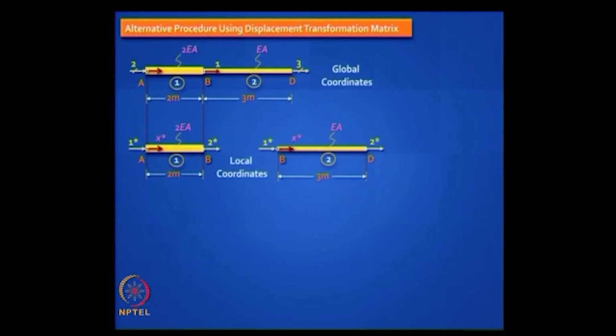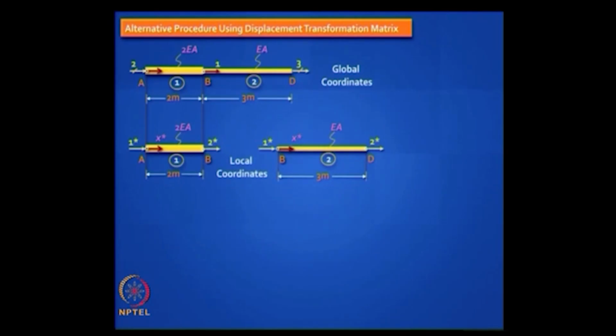So let us do this together. You have two elements, the global coordinates are 1, 2 and 3. There is only one active degree of freedom, that is number 1. 2 and 3 are restrained. We are just repeating the same problem we did in the last class, and the local coordinates are exactly the same as we did earlier. There is no change. I am just showing you this.